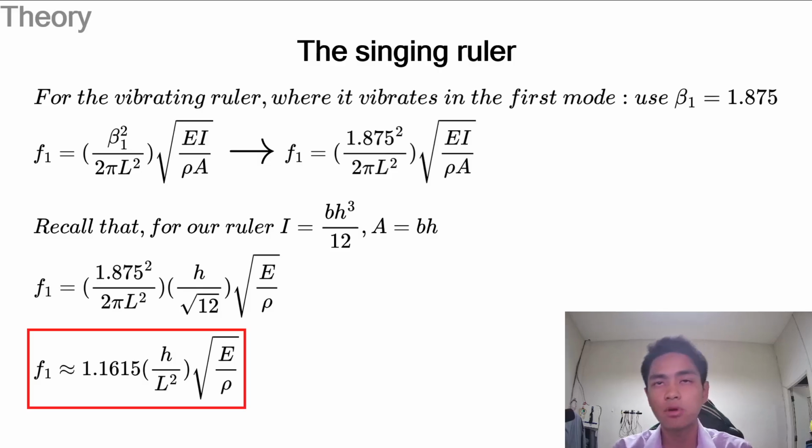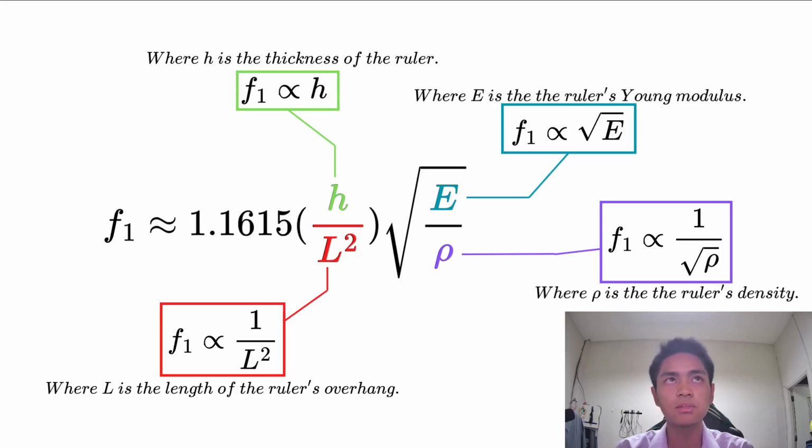Now, to approximate the value for our vibrating ruler, recall that I is equal to BH cubed over 12 and A is equal to BH. So we get the formula as shown in the red box. Now we can find out how the parameters relate to the natural frequency, like so.